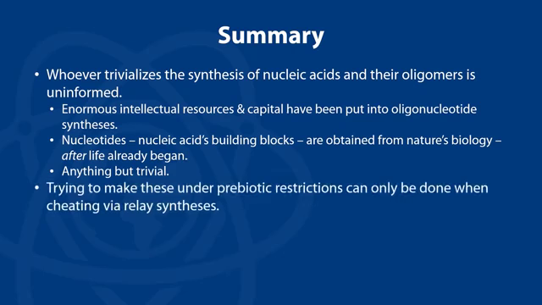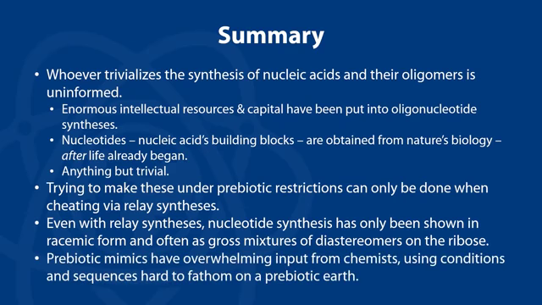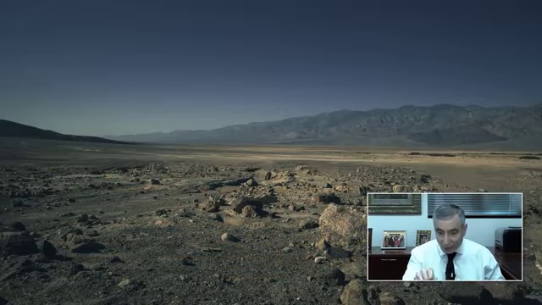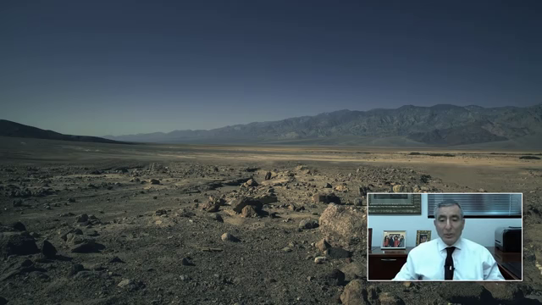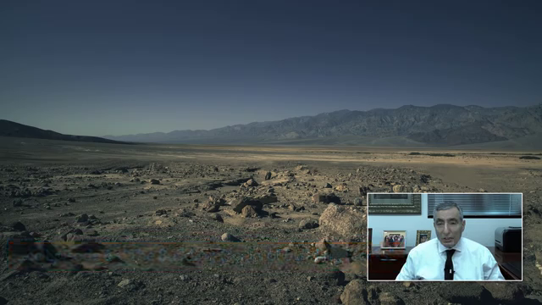The nucleobases appended to the ribose or deoxyribose come from nature. Trying to make them with prebiotic restrictions can only be done when cheating via relay syntheses. And even with relay syntheses, it has only been shown in racemic form and often as gross mixtures of diastereomers on the ribose. And prebiotic mimics had overwhelming chemist input and conditions and sequences that would be hard to fathom on a prebiotic Earth. That's what you got to deal with on a prebiotic Earth. That's what it looked like. It's hard to fathom how those could have been made. It's hard to do these in a modern lab, using modern methods if you had to start from the chemicals on your shelf, if you couldn't just buy the sugars. But on a prebiotic Earth, using prebiotic relevant routes, we are clueless.